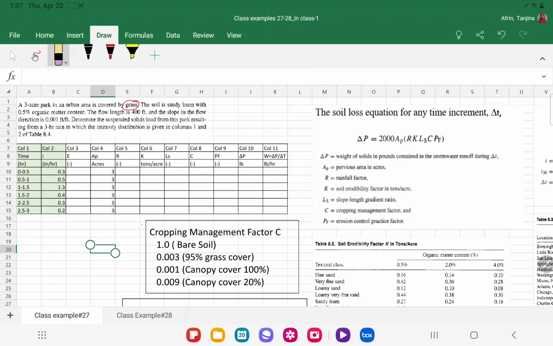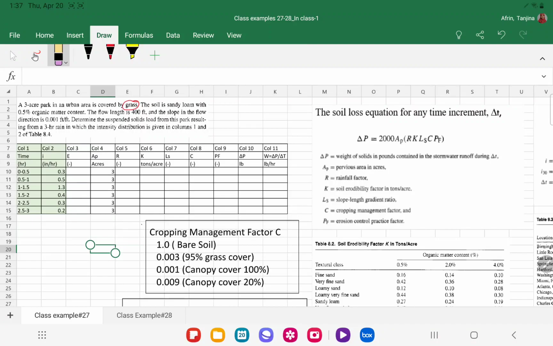The soil is sandy loam with 0.5% organic matter content. The flow length is 400 feet and the slope in the flow direction is 0.001. Determine the suspended solid load from this park resulting from a 3-hour rain in which the intensity distribution is given in column 1 and column 2 of table 8.4. So this is column 1, this is column 2, and you can see for every 30 minutes what the intensity is. That's what is given here.